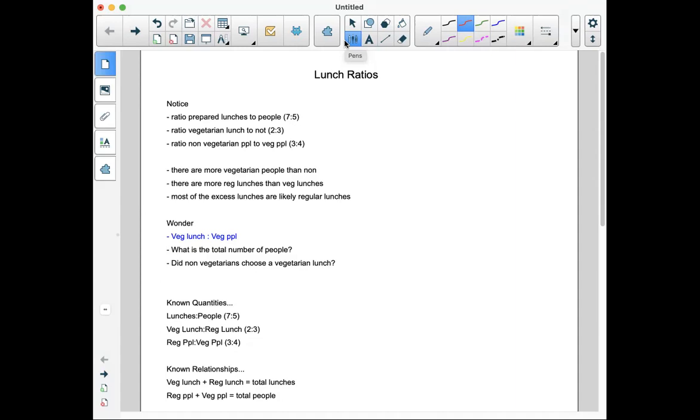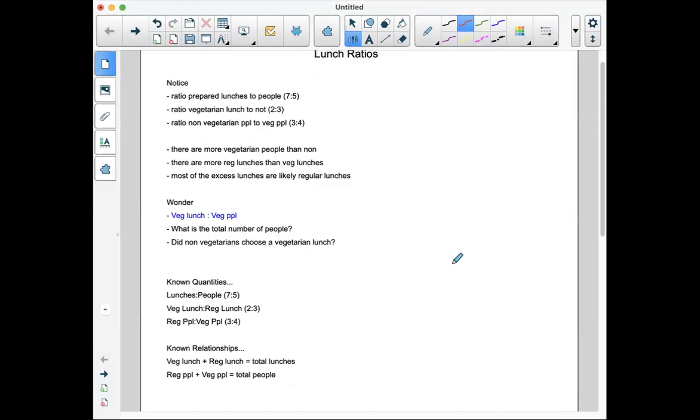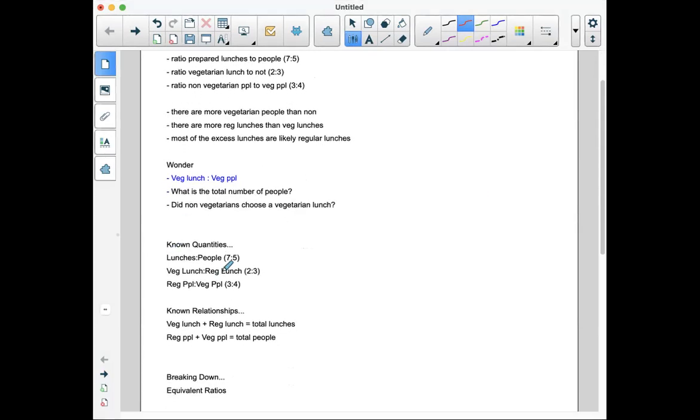The ratio that I'm looking for is the vegetarian lunches to the vegetarian people. I have that wonder in a different color because that's the question the problem is asking. But I also had some other wonders. The last one, I feel like, would be something a student might bring up, so that's why I added it. I'm assuming that for this problem that's not the case, or they would have had to give us some information about that. So this problem was challenging for me.